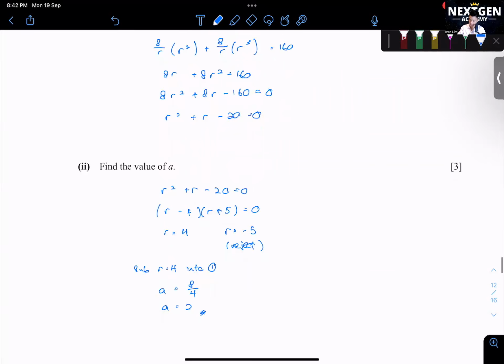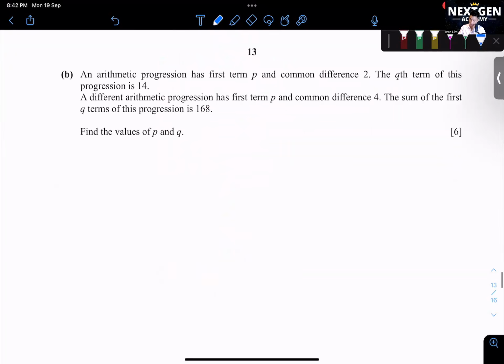Okay, next one. An arithmetic progression has first term P and common difference 2. The Qth term of this progression is 14. A different arithmetic progression has first term P and common difference 4. The sum of the first Q terms is 168. Find the value of P and Q.